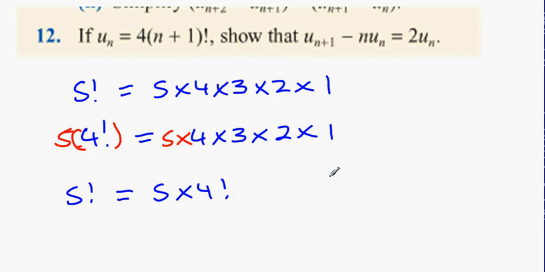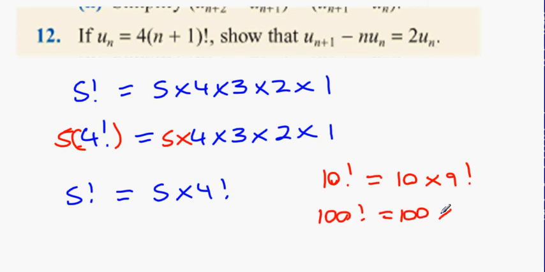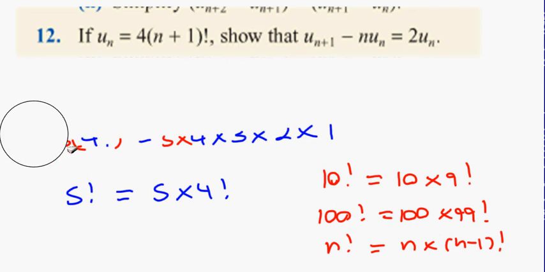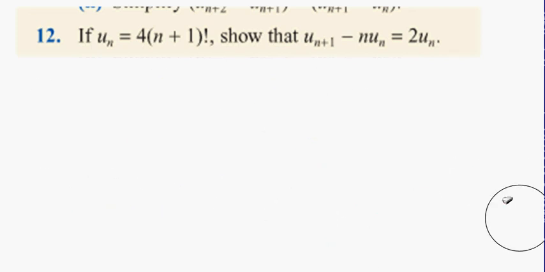So for any number, for example, 10 factorial is the same thing as 10 multiplied by 9 factorial. 100 factorial is the same thing as 100 multiplied by 99 factorial. An example: n factorial would be the same thing as n multiplied by (n minus 1) factorial. It's just the same number with the one number smaller beside it as the factorial. So I think that might come in useful here.